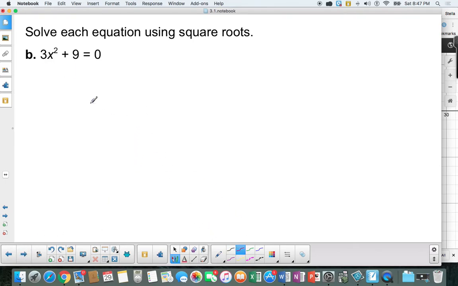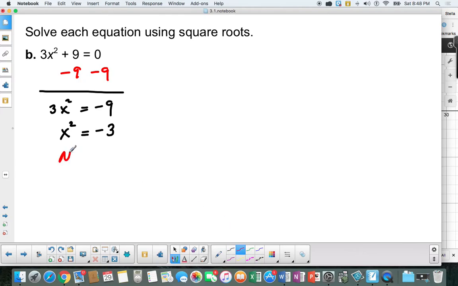I'm going to subtract 9 on both sides. And I'm going to get 3x squared equals negative 9. And then I'm going to divide both sides by 3. I'm going to get a negative 3 here. And at this point, I'm going to write no solution. Why am I saying that? Because there is no number that when you square it will give you a negative 3.